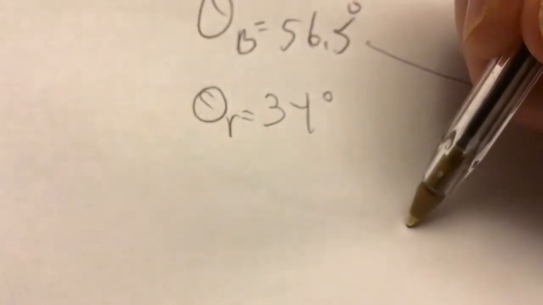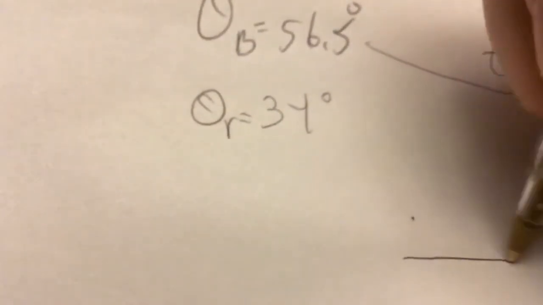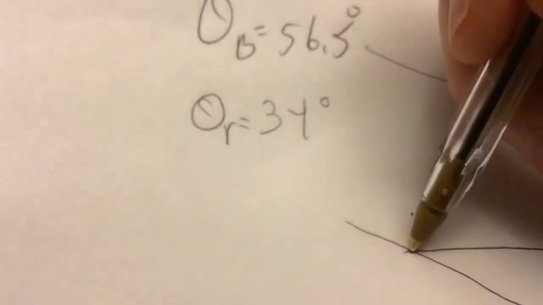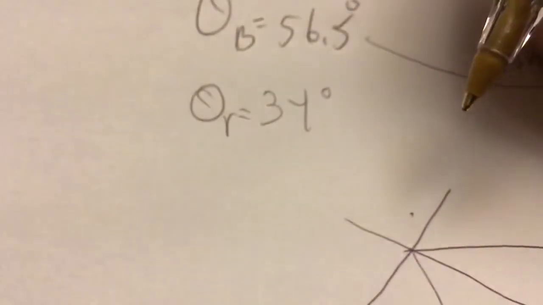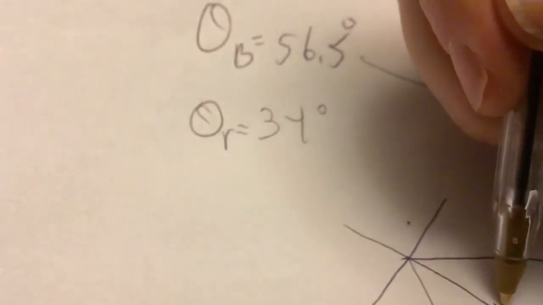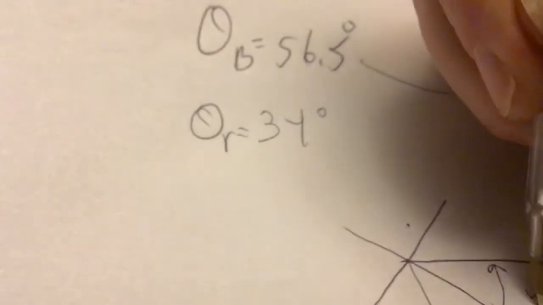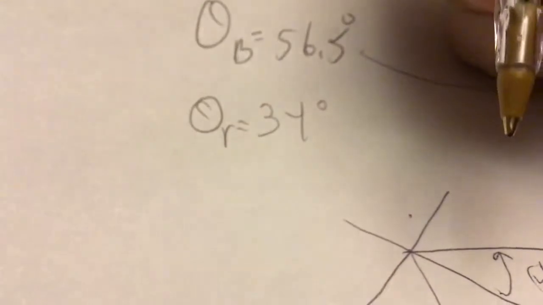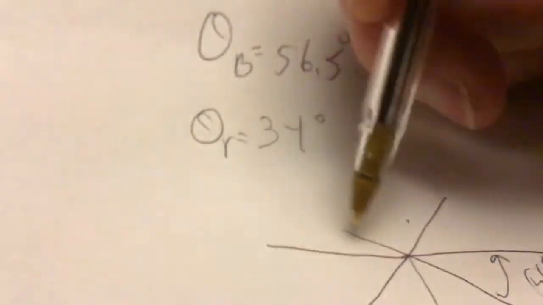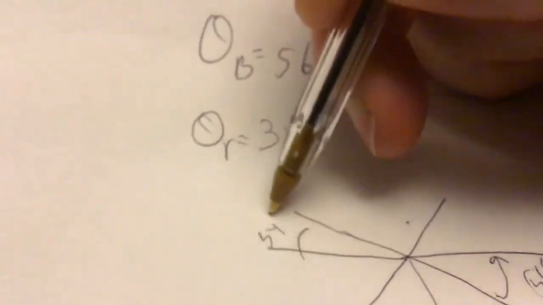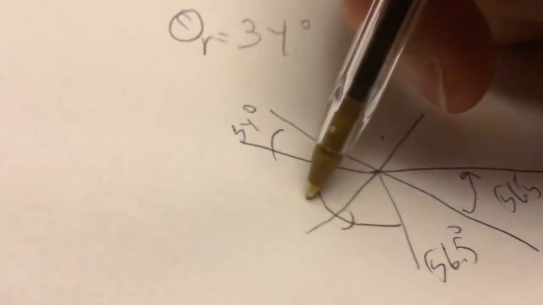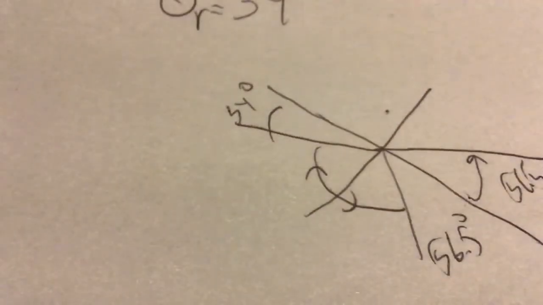So to do that, you've got the angle of incidence, angle of reflection, and we've got the surface here. So we know that this is 56.5 degrees, and this is 56.5 degrees. And the angle of refraction is 34 degrees. Now, what we have to do is figure out what this angle is, because if we have it right at the Brewster's angle, it should be 90 degrees.